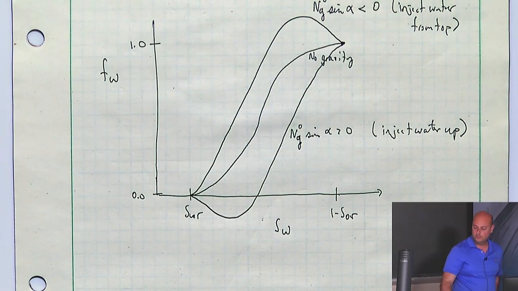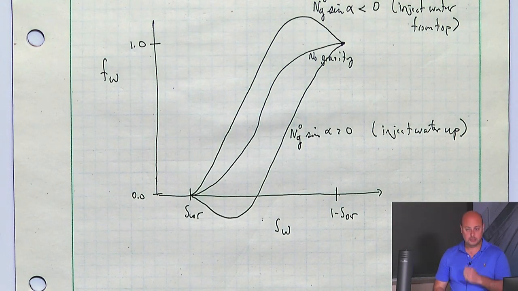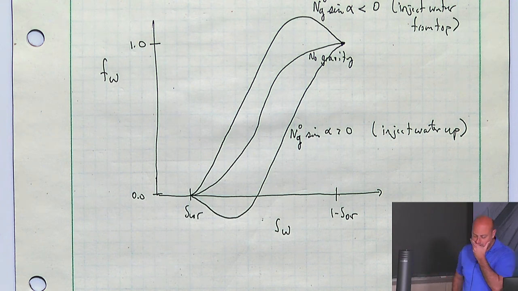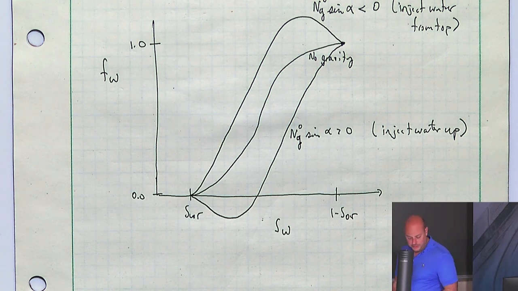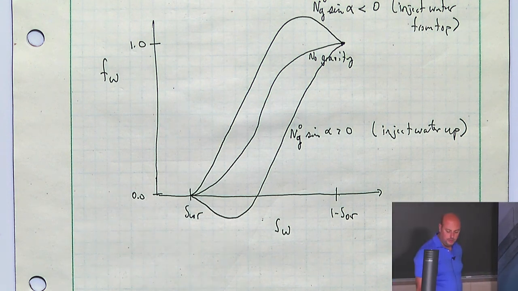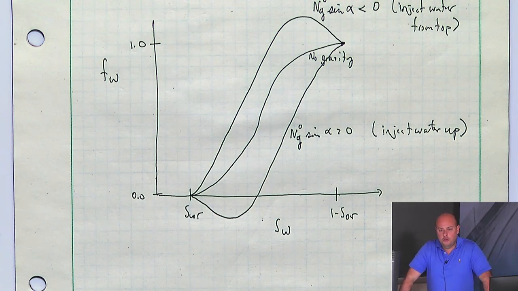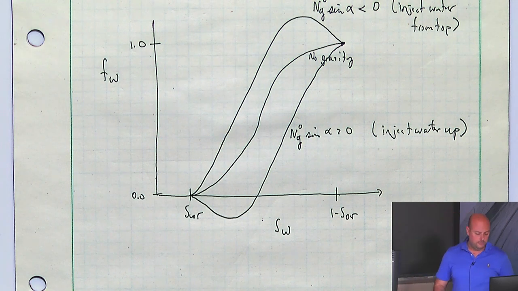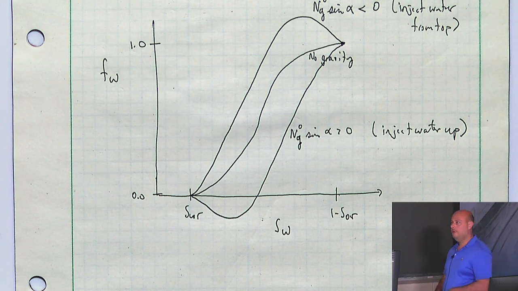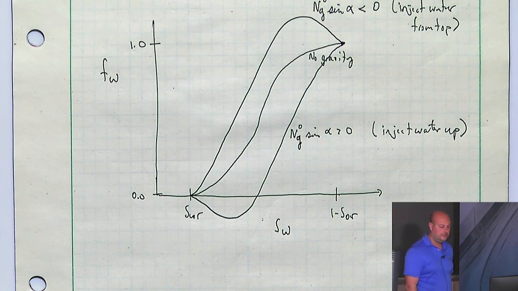So this is a case where you've got a reservoir that's at a dip angle, so it's at an angle. And it's got an initial water saturation, maybe just equal to SWR in this example. So it's got mostly oil, residual water, and I want to recover oil. And you're a reservoir engineer and you've got to decide, do I want to inject water from the top of the reservoir or from the bottom of the reservoir? Or does it even matter?